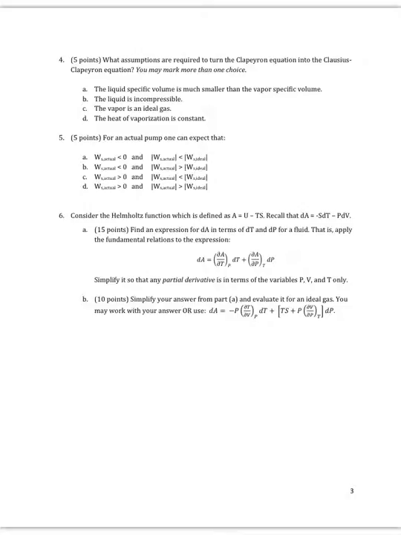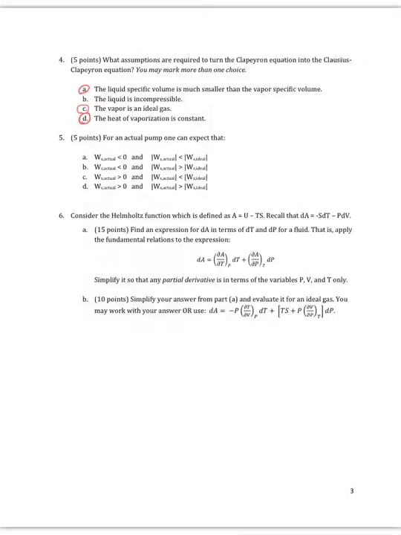If we look at question 4, it asks what assumptions are required to turn the Clapeyron equation into the Clausius-Clapeyron equation. In this case, what we need to assume is, first of all, that the vapor phase is an ideal gas, and that the volume of the liquid is much, much smaller than the volume of the gas, so therefore it can be ignored. We also have one final thing, where we say the heat of vaporization is more or less constant, and that allows us to do the integration. And so these three things are our assumptions for the Clausius-Clapeyron equation.